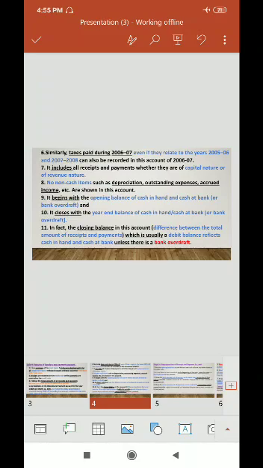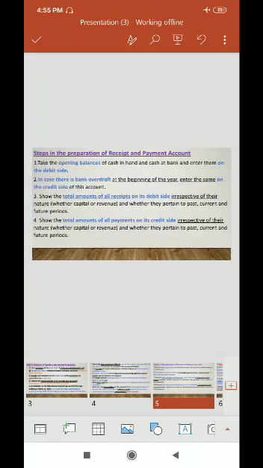Hope you have understood the concept. Now coming to the steps in preparation of the receipts and payments account. So the receipts and payments account is a very easy account to prepare. Simply, in your summary of cash book, all the information will be there. You just transfer where it should be sent to, whether to the debit side or to the credit side.